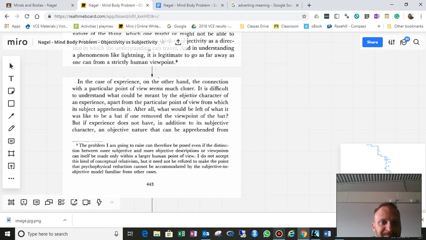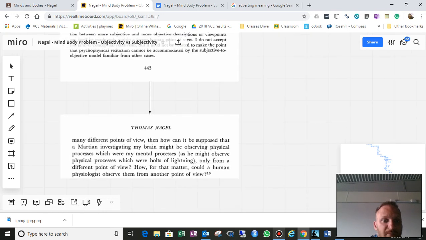Take a note. "After all, what would be left of what it was like to be a bat if one removed the viewpoint of the bat?" Exactly. "But if experience does not have, in addition to its subjective character, which we've just proven it does, its objective nature, an objective nature that can be apprehended from many different points of view, then how can it be supposed that a Martian investigating my brain might be observing physical processes which were my mental processes, as he might observe physical processes which make bolts of lightning occur, only from a different point of view? How, for that matter, could a human physiologist observe them from another point of view?"